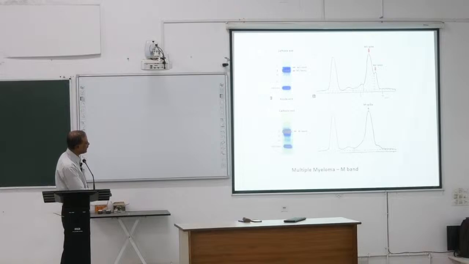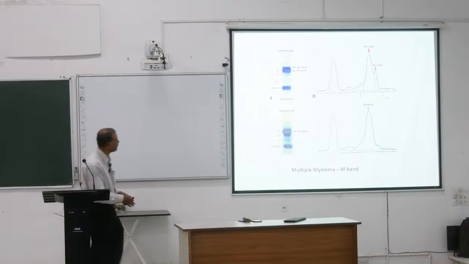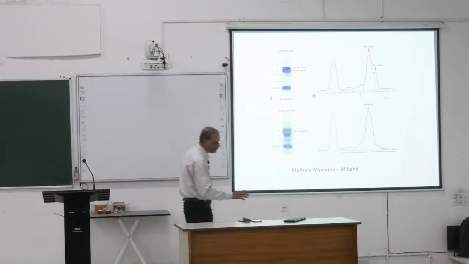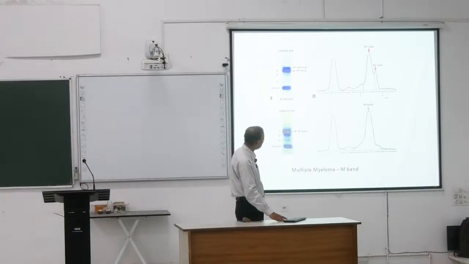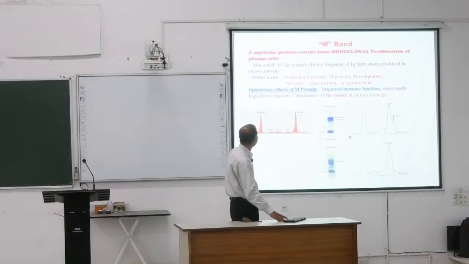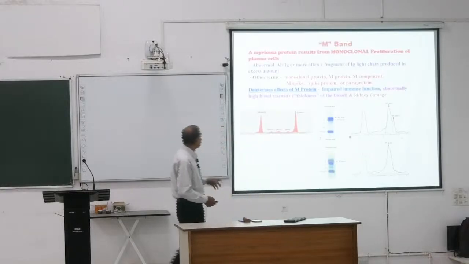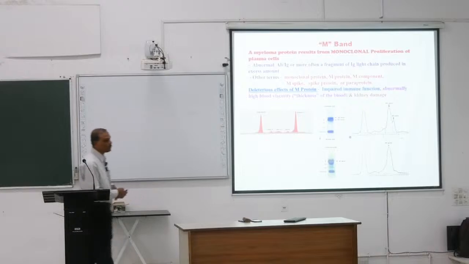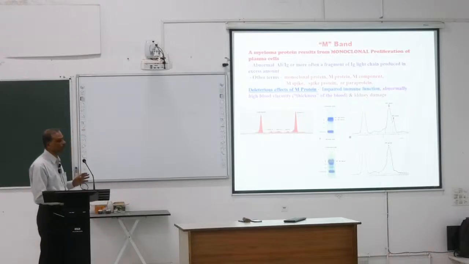And this is another picture where typically the M band is located near beta, and a massive amount of low molecular weight immunoglobulin has been produced, and that is quite characteristic of multiple myeloma. This strip will be given, and the examination will ask what condition this is and what your interpretation is. So the M band, what is the M band? It is basically a myeloma protein.